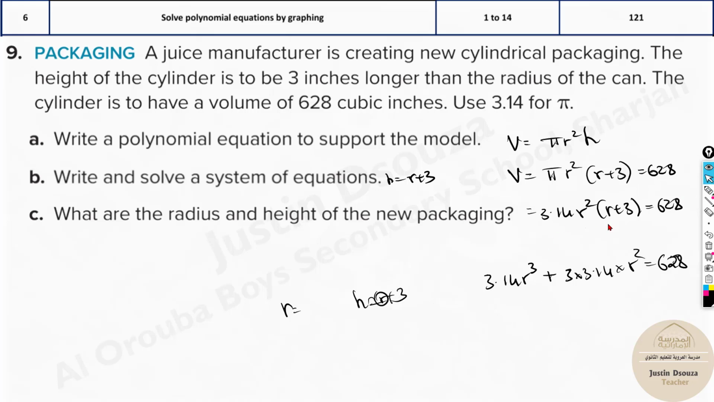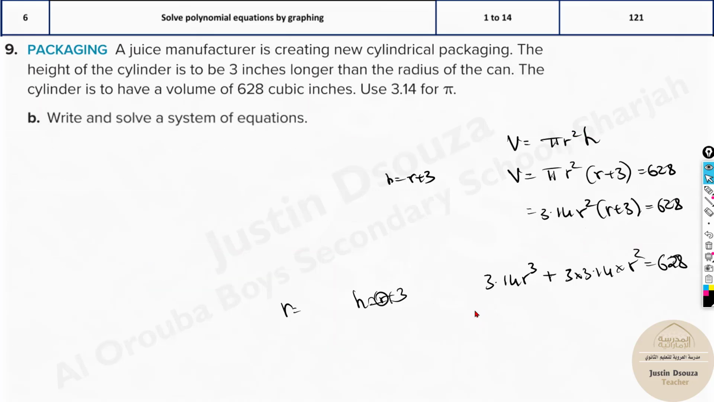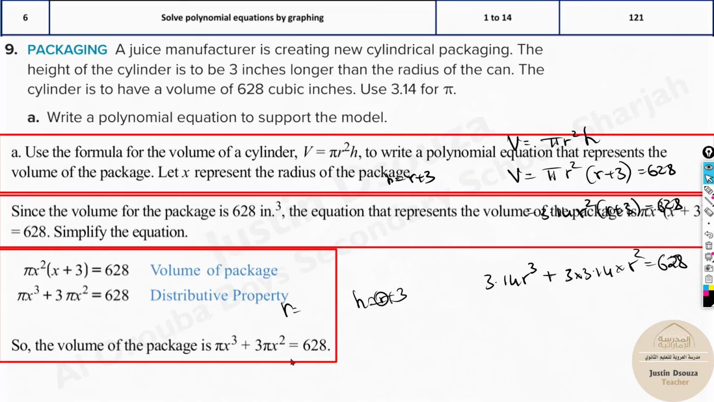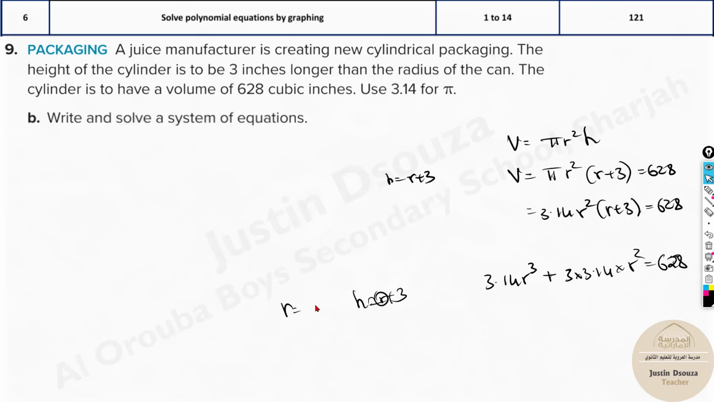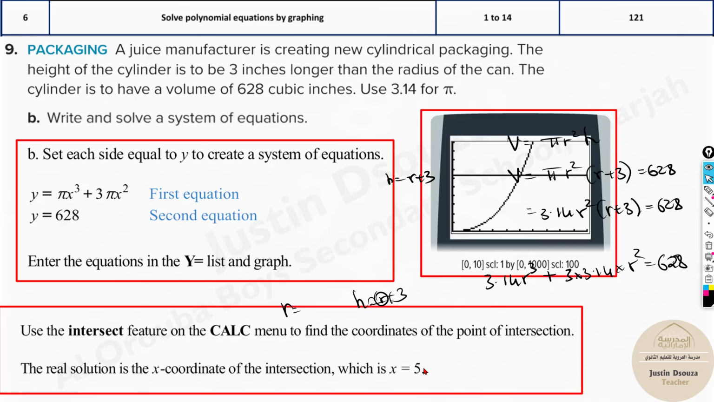So with this, let's do it in the calculator as well. Let's look into the answer. See, this is just the polynomial equation just by multiplying. Over here, the r value. See, they have taken radius as x. That's fine. Don't worry. We have just taken it as r because r is radius, easy to remember. r is 5. Now let's do it in the calculator.